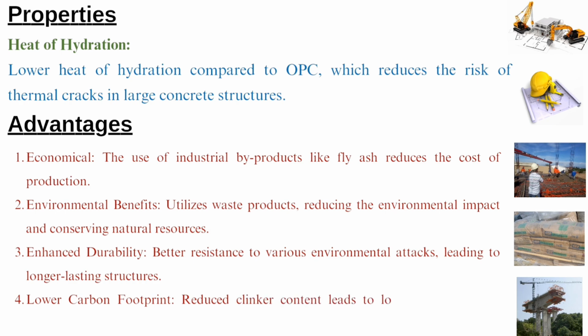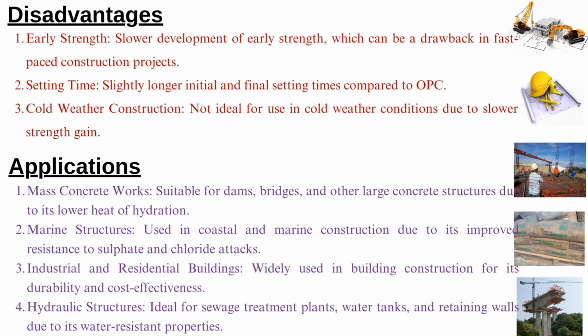Early strength, which means the slower development of early strength, which can be a drawback in fast-paced construction projects. Nowadays construction projects are moving at a very fast rate, so this cement has a slower development of early strength. It may be a drawback if you are considering fast-paced construction projects. Then setting time. It has a slightly longer initial and final setting time compared to OPC. Cold weather construction. It is not ideal for use in cold weather conditions due to slower strength gain.